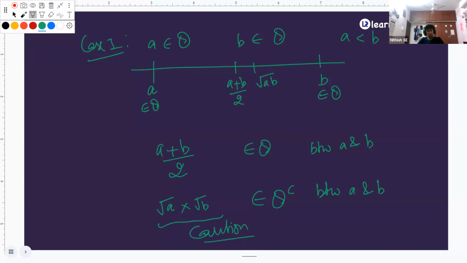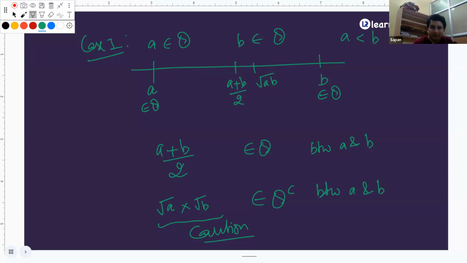This works only when A and B are not perfect squares. So if A is 1 and B is 4, let's say, a perfect square number. If both A and B are perfect squares, then square root of A is just a rational number, square root of B is also rational, and the product of two rationals is rational. So I don't get an irrational number.